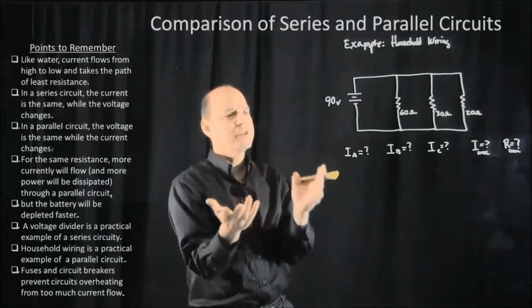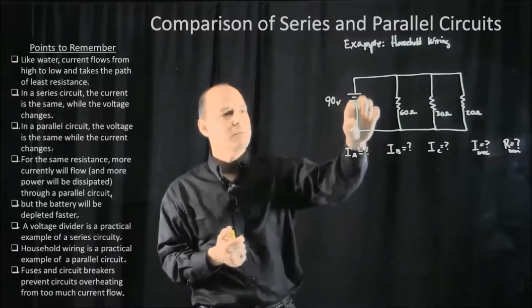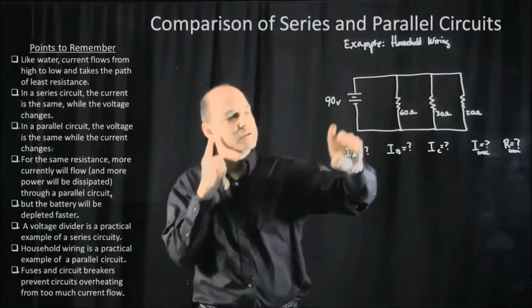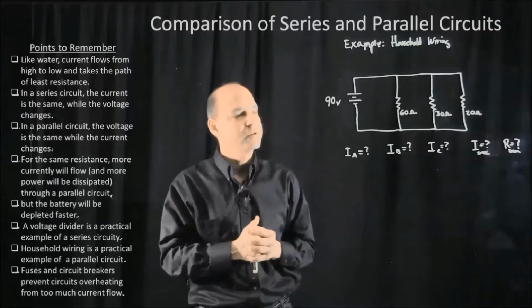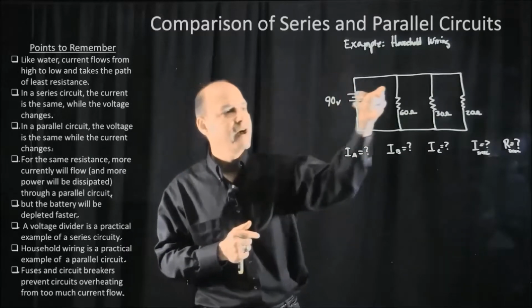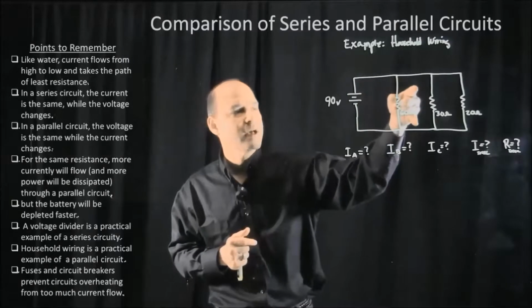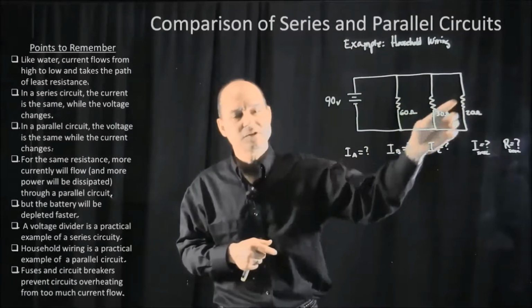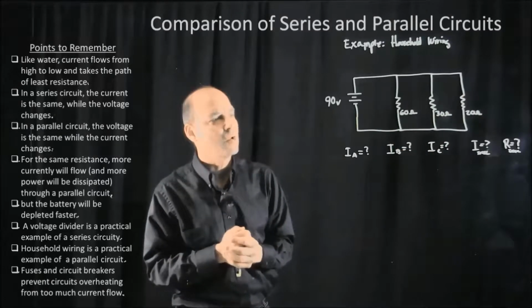The way the wire runs in the house is that it comes into the circuit breaker box, and then the black wire goes out to all the receptacles, and then the white wire goes out to all the receptacles. And then when you plug in your appliance or device, you are plugging in across that black and that white wire. So you could think of each of these resistors as a household appliance.